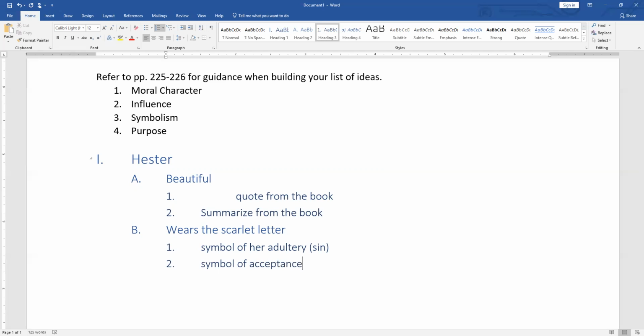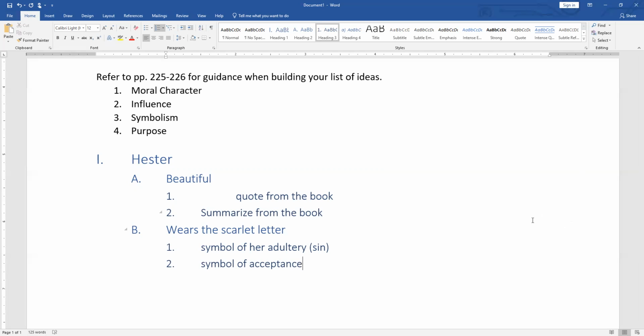You can change that later. We'll talk about it as we get closer into it. But the symbol, the Scarlet Letter, actually does change meaning as we move, and that meaning changes to the townspeople as well as to Hester herself. And so this is what you need to have in there. So you would have an A, B, C, and a D because you need 4 main points for each character. And then within that, you need at least 2 details that support that main idea.